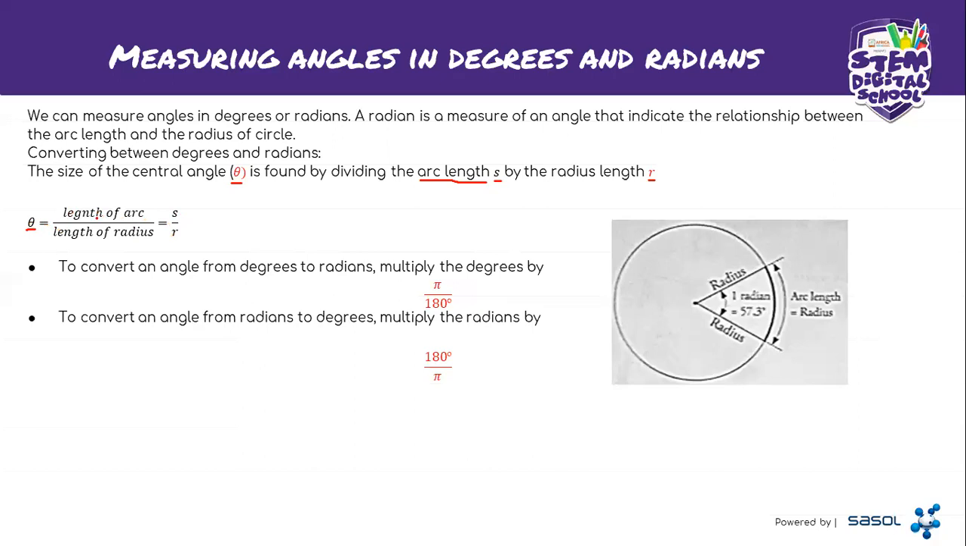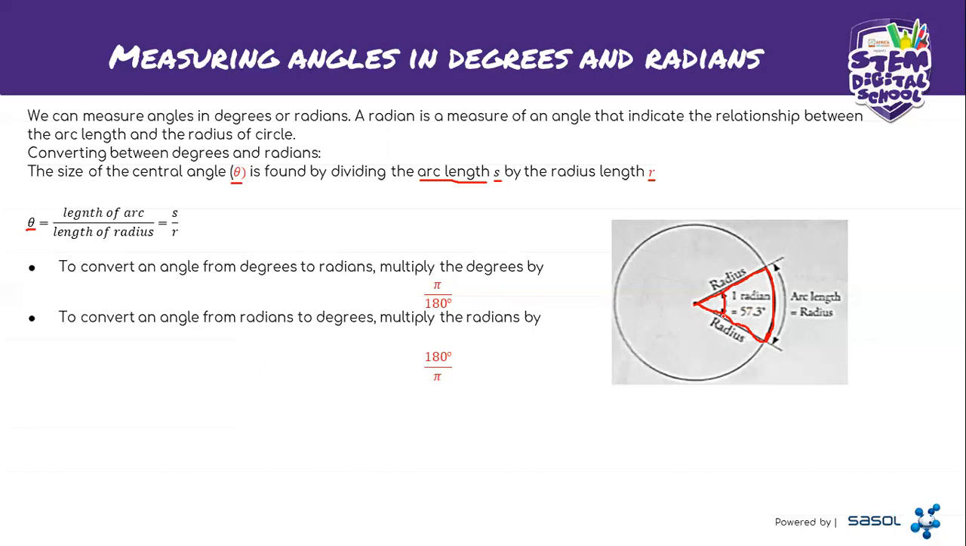Remember, S is the length of the arc. In this case, you can see from the picture there, this arc here, we call it the length of an arc, which is represented by S. They can sometimes ask you to determine the length of this arc, S. And then we also have the length of the radius. You can see we have two radii, the first radius and the second radius. We call them radii because they are two. Then we also have the angle in between, the angle theta there.